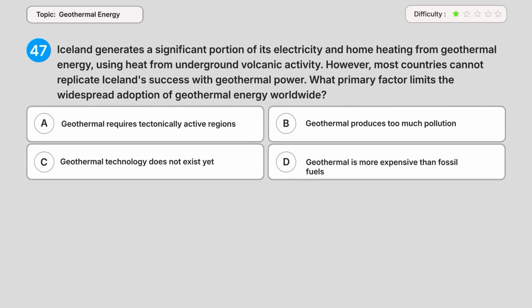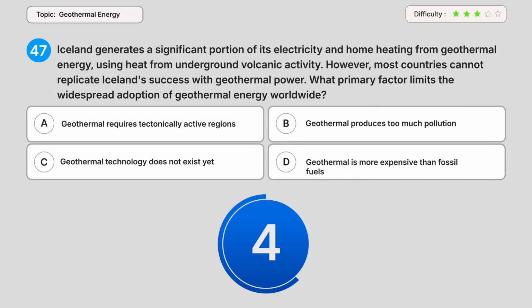47. Iceland generates a significant portion of its electricity and home heating from geothermal energy, using heat from underground volcanic activity. However, most countries cannot replicate Iceland's success with geothermal power. What primary factor limits the widespread adoption of geothermal energy worldwide? A. Geothermal requires tectonically active regions. B. Geothermal produces too much pollution. C. Geothermal technology does not exist yet. D. Geothermal is more expensive than fossil fuels. What do you think is the answer?